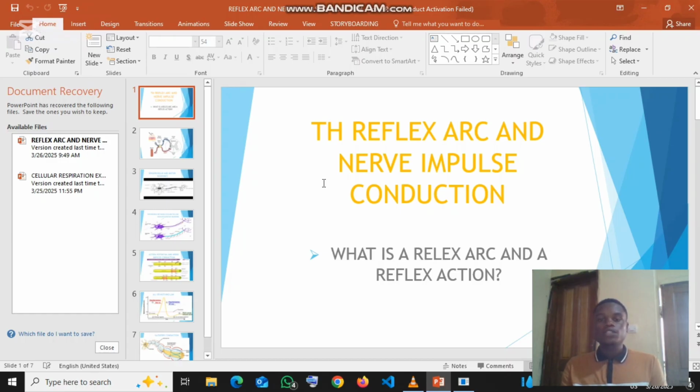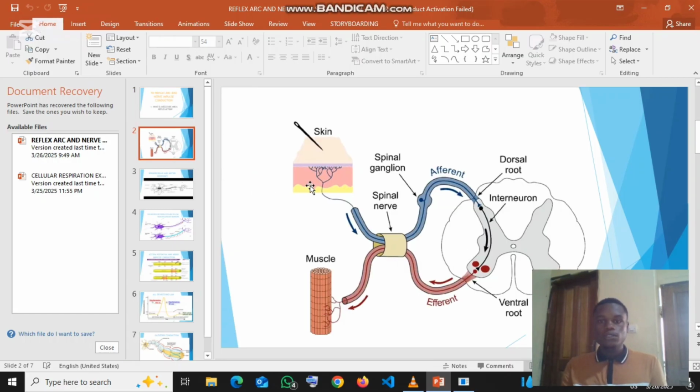Now, a reflex action takes place through a reflex arc. A reflex arc is just like a pathway or a route through which a reflex action takes place. And we'll be discussing the reflex arc here. Now, this is the diagrammatic representation of a reflex arc.